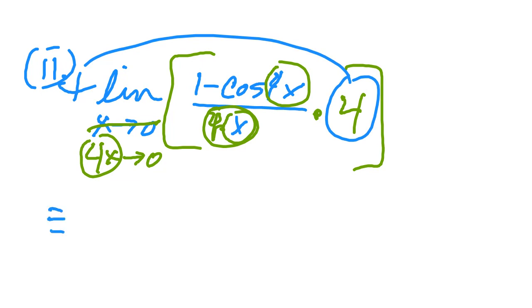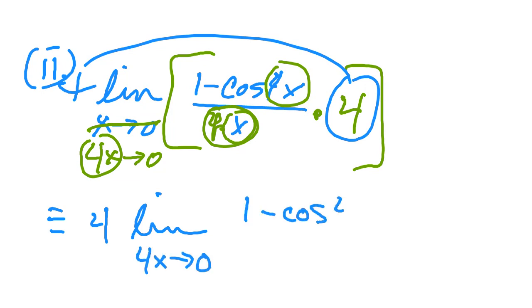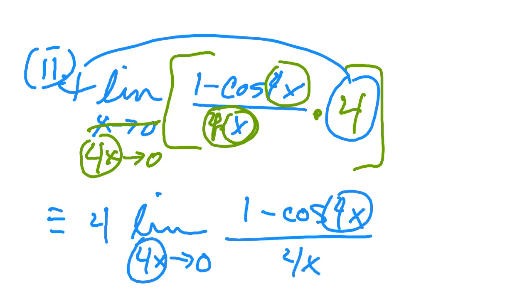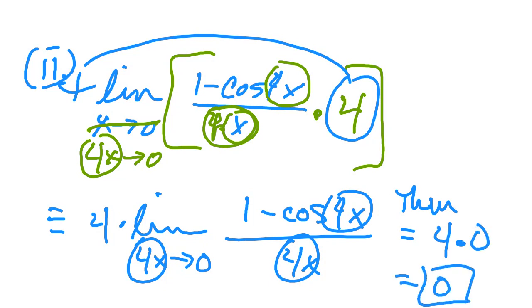and so this is going to be equivalent to 4 times the limit, in this case, as 4x approaches 0 of 1 minus cosine 4x all over 4x. And of course, since this is the same thing here, here, and here, I can use the theorem and say that this is just 4 times 0, right? So that limit was 0. So then my final answer should be 0.